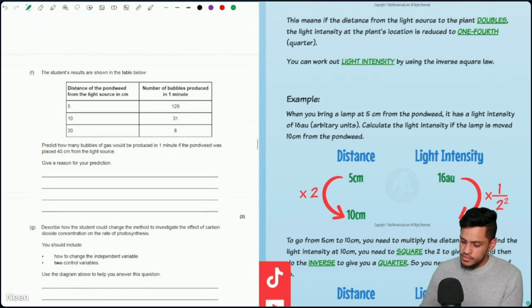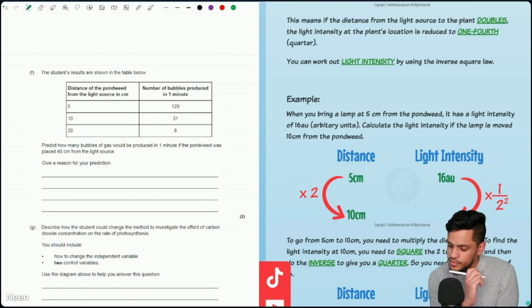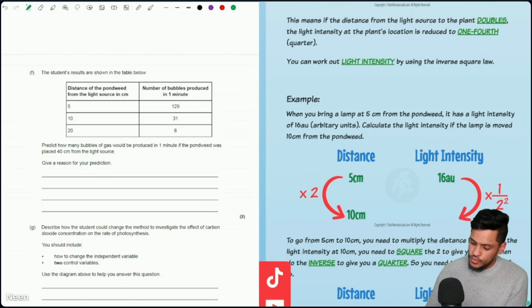Next question. A student's results are shown in the table below. Predict how many bubbles would be produced in 1 minute if the pondweed was 40 centimeters. Okay, so what have we just learned? We've learned as you double the distance, this quarters. Roughly quarters, okay? Not exactly, because it's not 100% accurate. So if you want to test 40 centimeters, what do you think is going to happen?